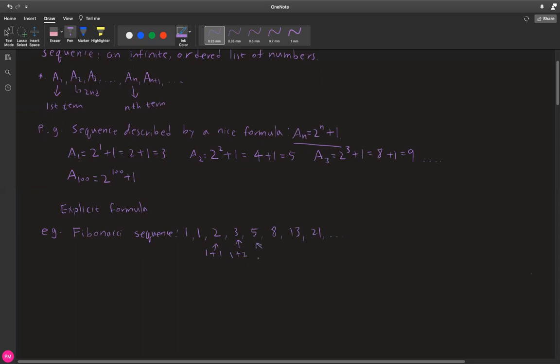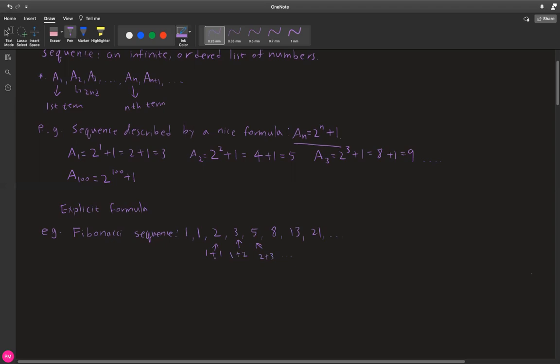Fifth term is given by 2 plus 3, and so on and so forth. So in this case, each term is determined by the previous terms. This is not an explicit form. Well, there is an explicit formula for the Fibonacci sequence, but it's very complicated and very exotic, and it's not very useful, let's say that.